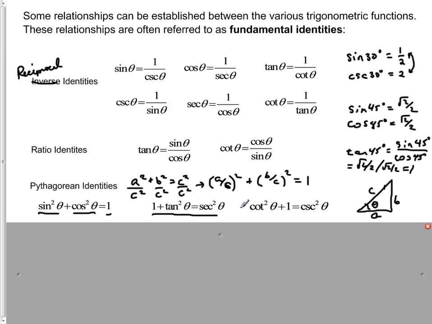Well, it's also provable that we could get 1 plus the square of tangent is equal to the square of the secant of that angle. And if we were to take the square of cotangent of an angle and add 1, it would be the same as taking the square of the cosecant of the angle theta.